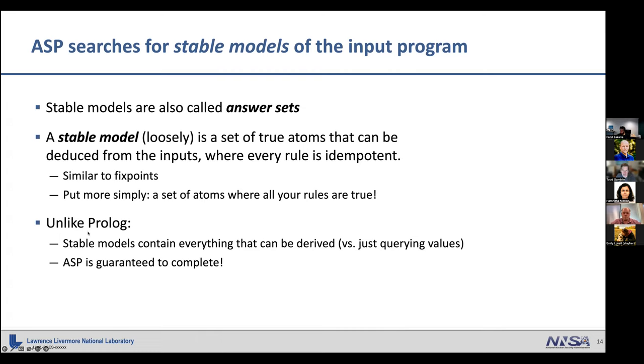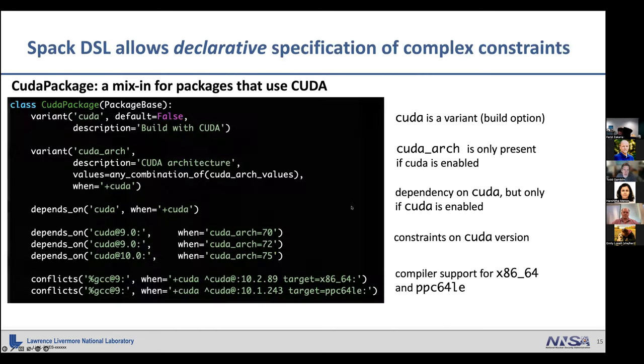The stable models actually contain everything that can be derived. It's not like Prolog where you're querying certain things about the problem and the unification is done when you do the query. It basically finds all the stable models and can enumerate them. So anyway, that's one way to do a package solve, and it enables us to put a lot of conditional logic in our packages in a declarative way so that we can come up with solutions that meet particular requirements easily.